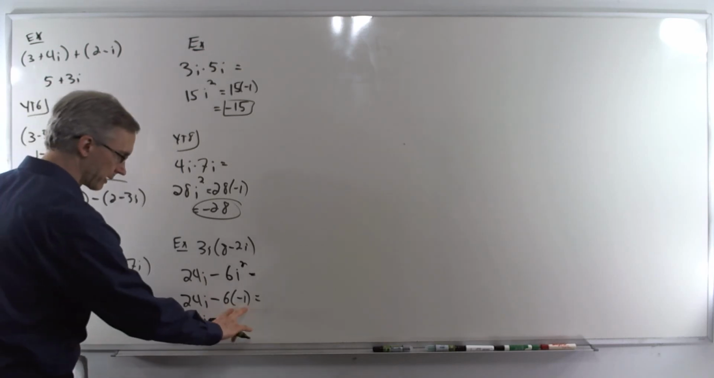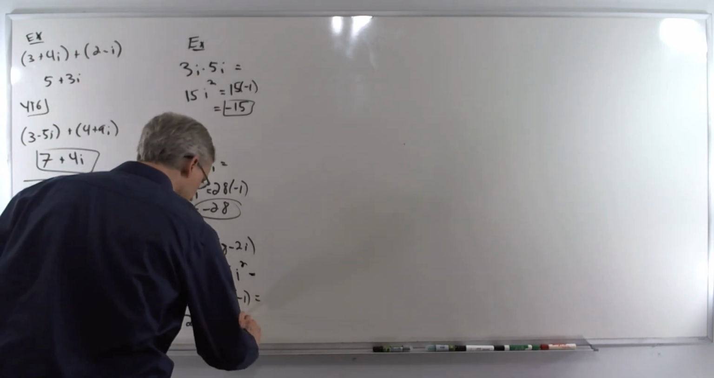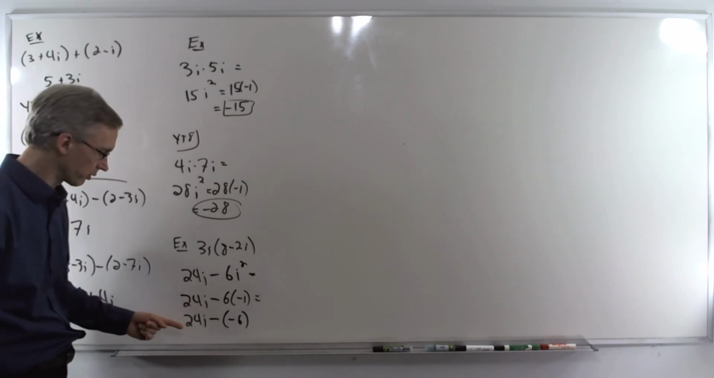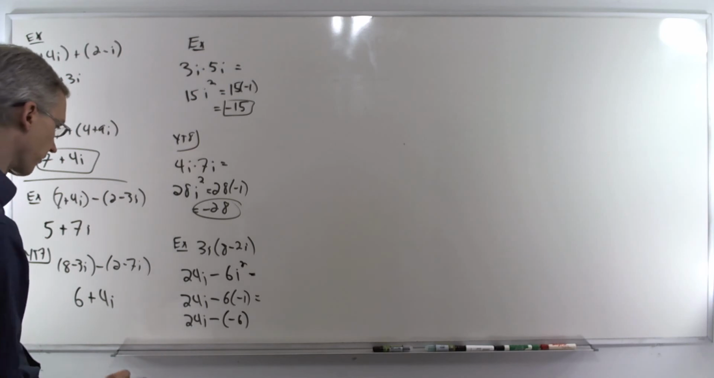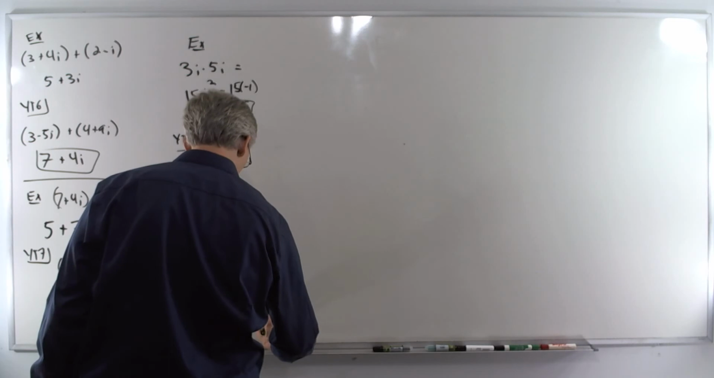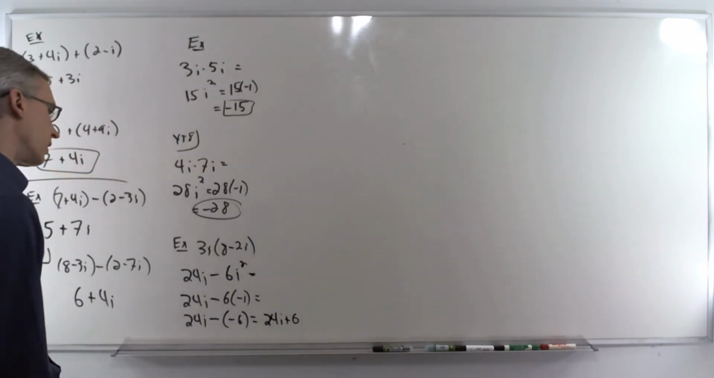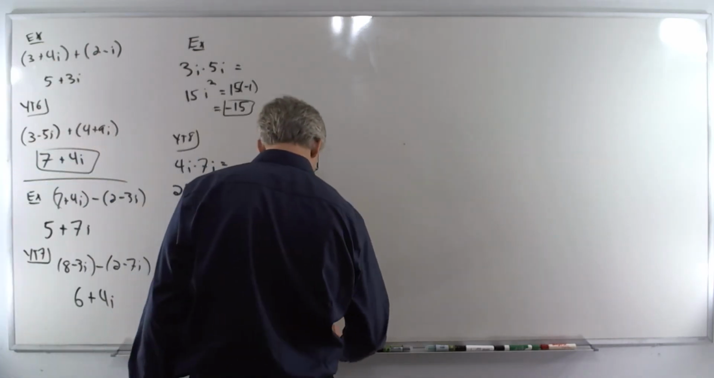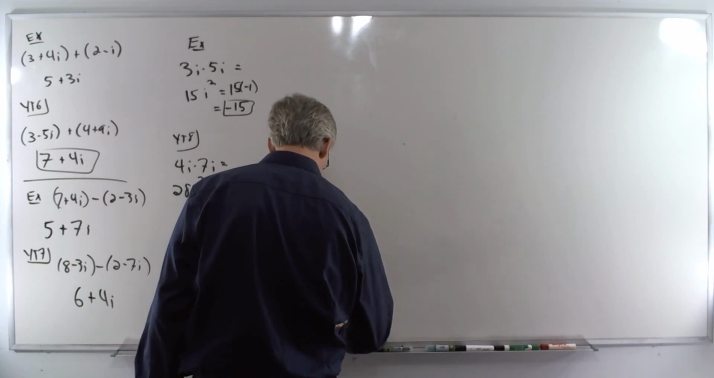Now we're going to do this multiplication. What do we get here? 6 times -1 is -6. I see a lot of students lose a negative sign in there, so you end up with 24i minus 6. Well, we shouldn't have that. We should have 24i plus 6. And then writing in standard form, it's traditional to write the real number first. So that gives us 6 plus 24i.